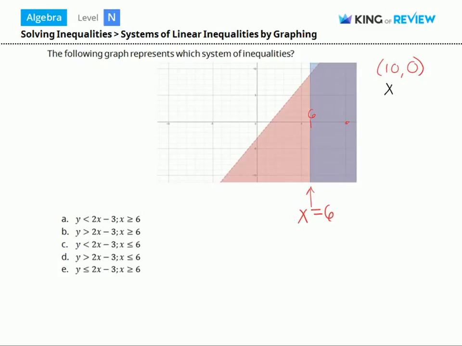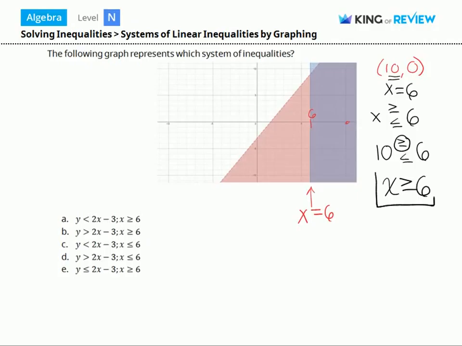So we have our line of x equals 6, and we need to determine if it's greater than or equal to or less than or equal to 6. So we'll plug in our x value of that point. So 10 is either greater than or equal to or less than or equal to 6. Which is it? Well, 10 is greater than or equal to 6. So we know that the equation of this inequality is x is greater than or equal to 6. This is our first inequality of the system.